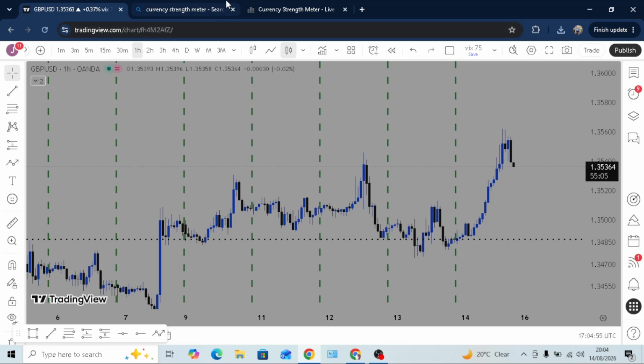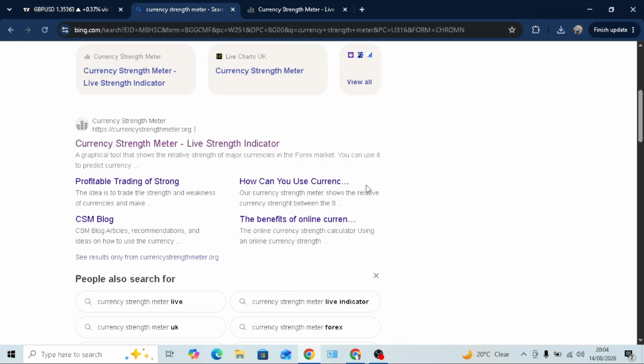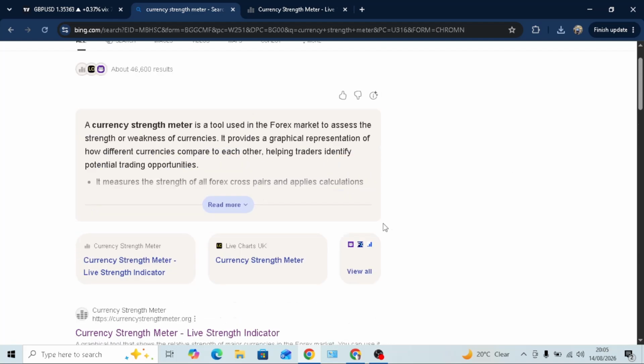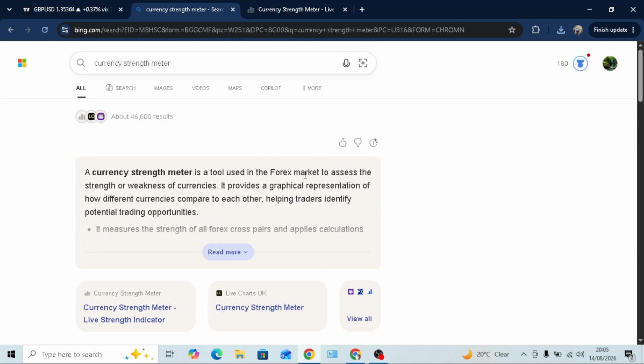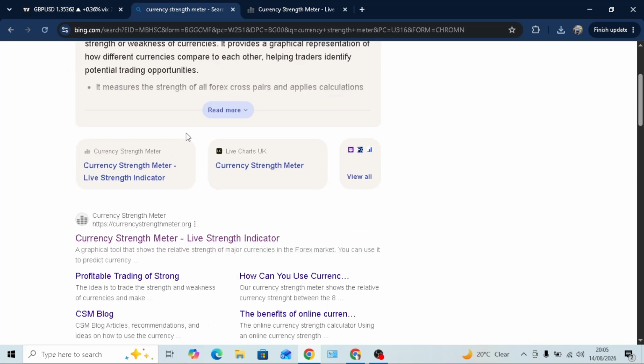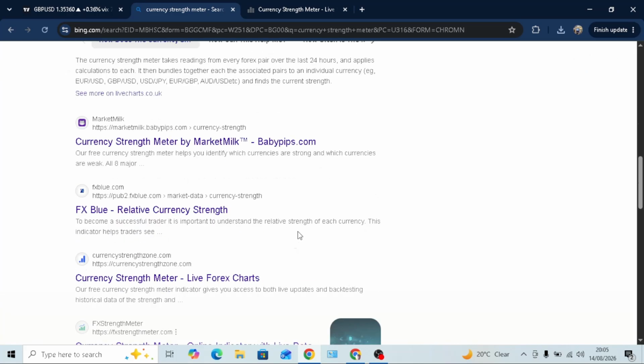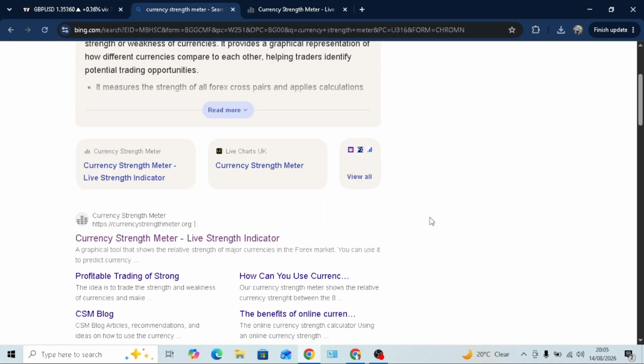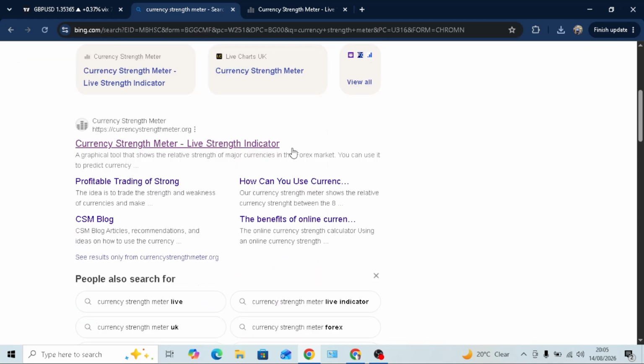I want you on a different tab. Now you can go ahead and search for the currency strength meter. Once you search for the currency strength meter, you will land on this page. Now this is where you will be. Once you've landed on this page, we want you to scroll. Now choose the currency strength meter. Once you've chosen it, it will open up and take you onto this page.